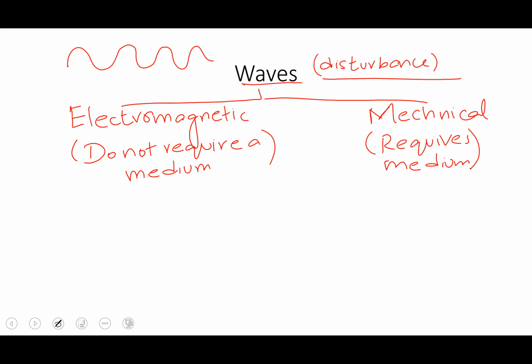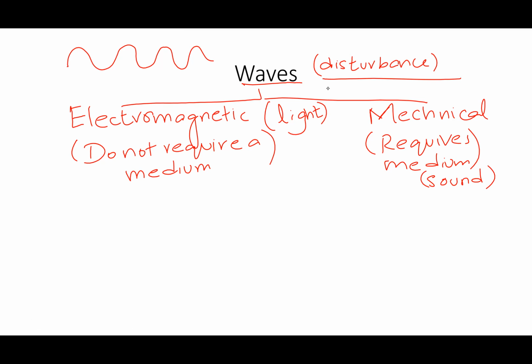Now, let us understand with the help of examples. The example of an electromagnetic wave is light. As you can see, light from the sun travels through vacuum to the earth, whereas for mechanical waves, we have the example of sound, and sound requires a medium to travel from one place to another. That is why we can hear sound, because air, a medium, is present.